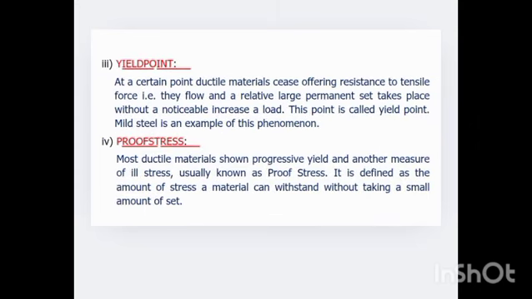Then yield point. At a certain point, a ductile material stops offering resistance to tensile force. At this stage, large deformation occurs with little or no increase in stress. Mild steel is the example for this phenomenon.